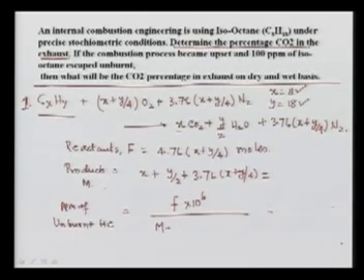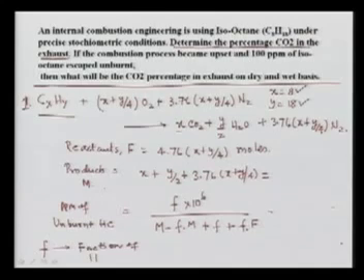M minus F times M plus F plus F times capital F. Okay, what is F? F is the fraction of hydrocarbon escaped unburned.